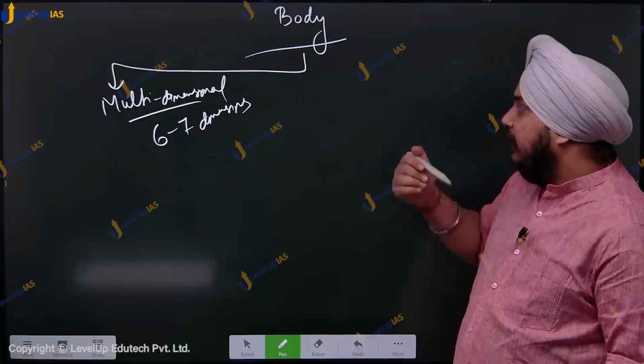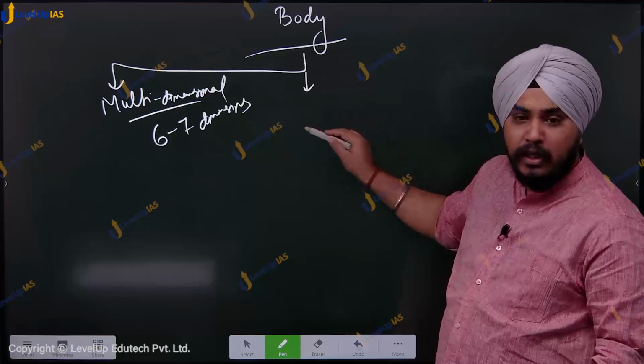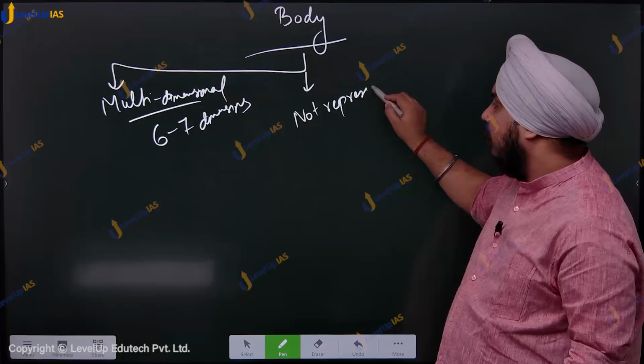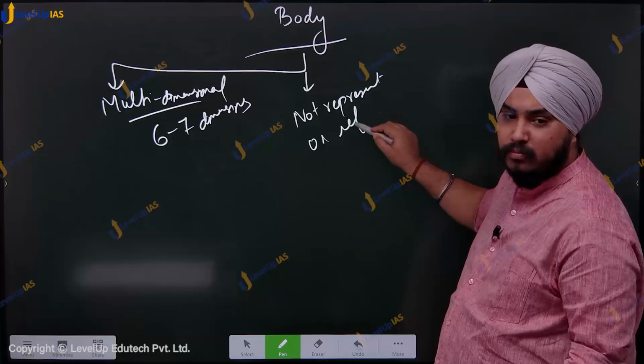Okay. Second, your body should not represent or reflect your optional. Never.